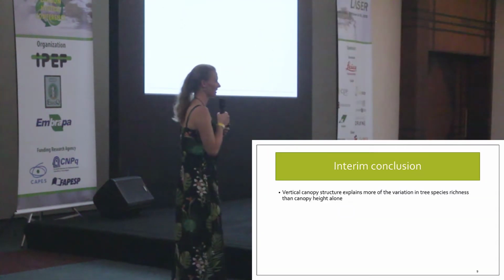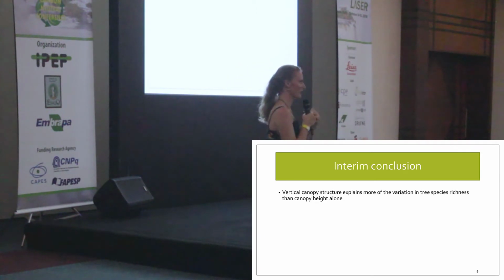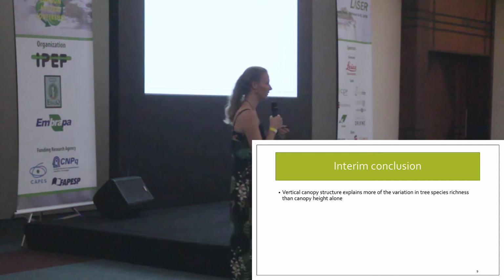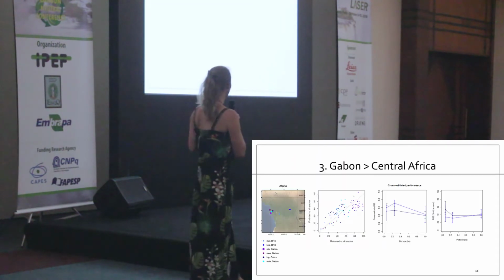All right, so basically what we can tell now is that yes, vertical canopy structure does explain more of this variation in tree species richness than just using canopy height alone, and it is promising enough to study further and see how this could hold up across larger areas or even across the tropics.